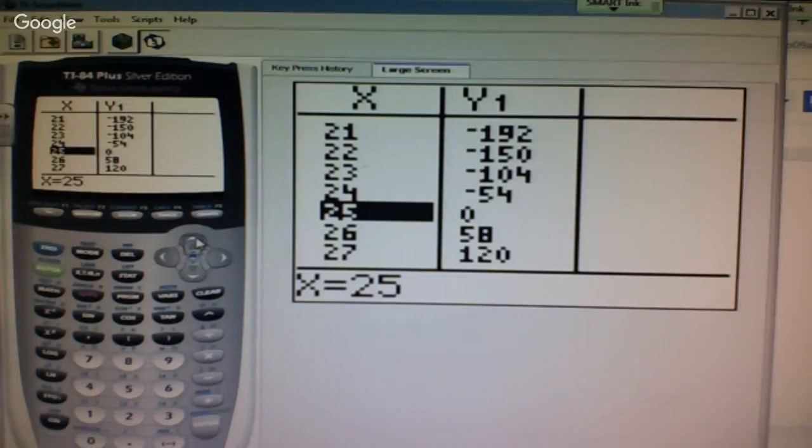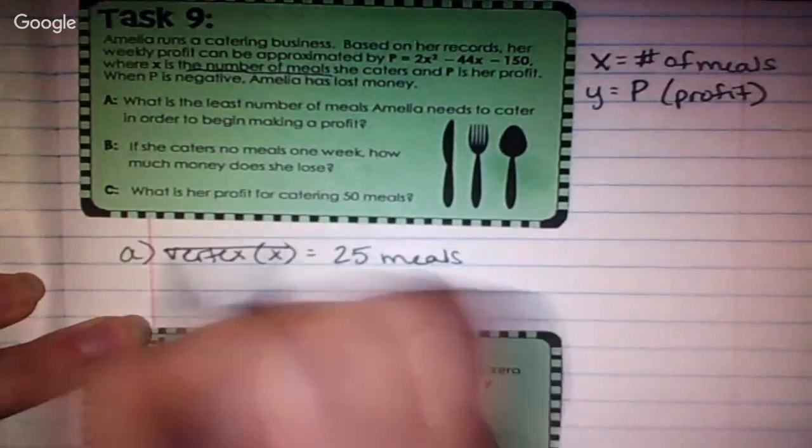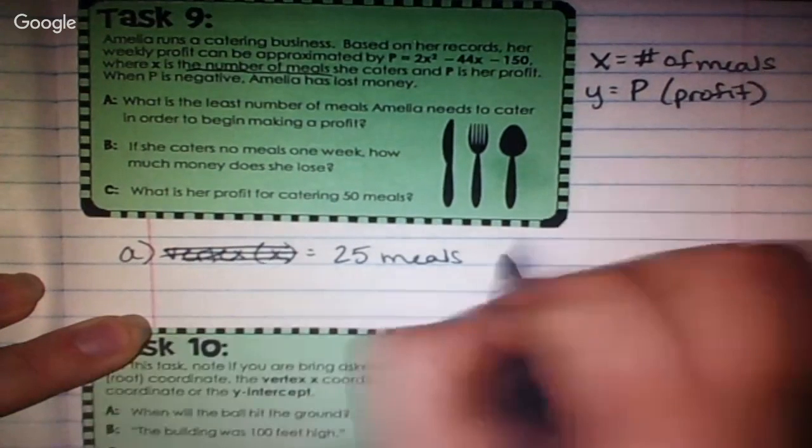So when your y value is 0, you've broke even. You have no money left. You're not losing anymore. So that's where the 25 meals came from. You're actually finding your 0. So 25 meals, and let me fix this. This should not be vertex. This should be your 0.